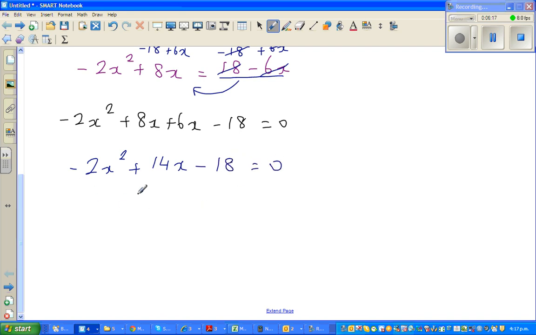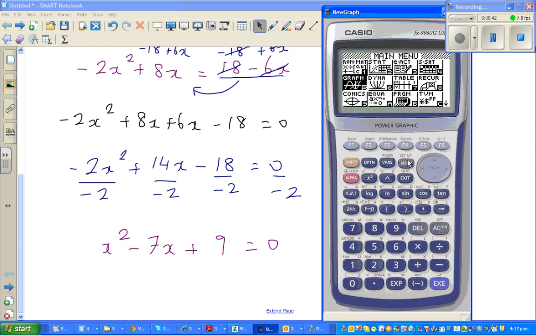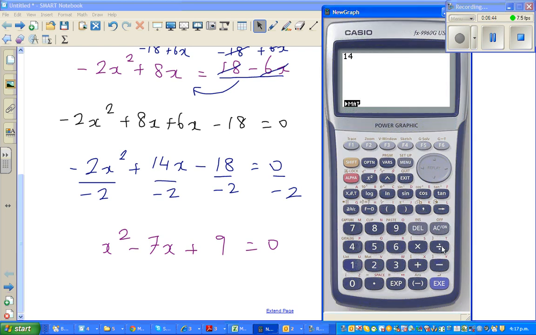So I can divide all by minus 2. If you divide this term by minus 2, I don't like the minus before the x squared, so this will become x squared minus 7x plus 9 is equal to 0. Let me show you that: 14 divided by minus 2 is minus 7, and minus 18 divided by minus 2 is plus 9.